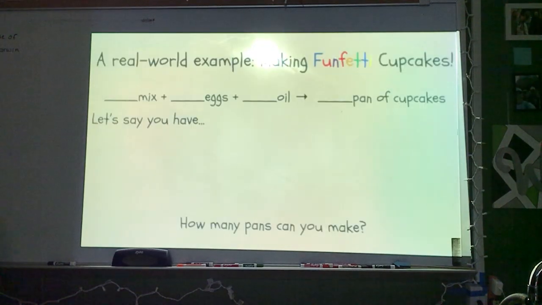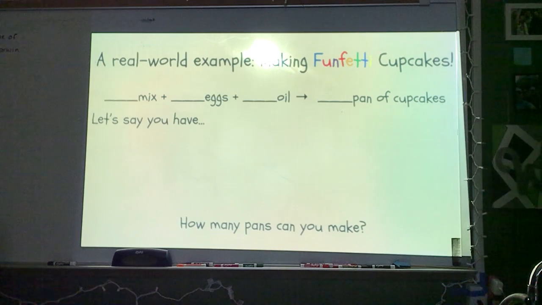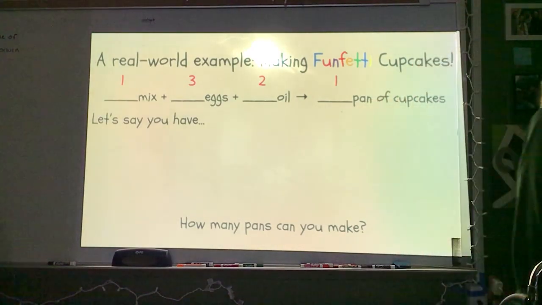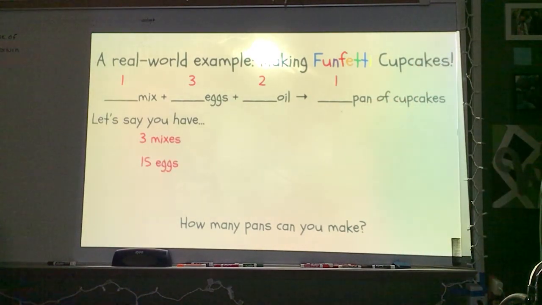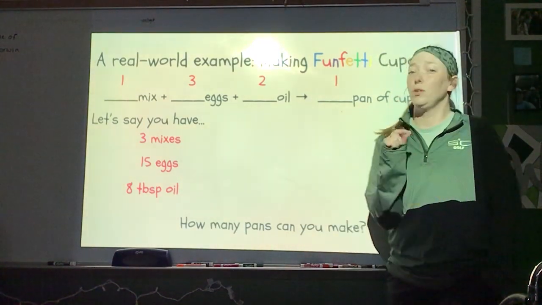So let's run through a real world example of making funfetti cupcakes. When we make a funfetti cupcake, if you look on the side of the box, you need one mix, 3 eggs, 2 tablespoons of oil, and that makes 1 pan of cupcakes. So let's say in our kitchen we have 3 mixes, 15 eggs, and 8 tablespoons, and we want to know what is the max amount of cupcakes we can make.